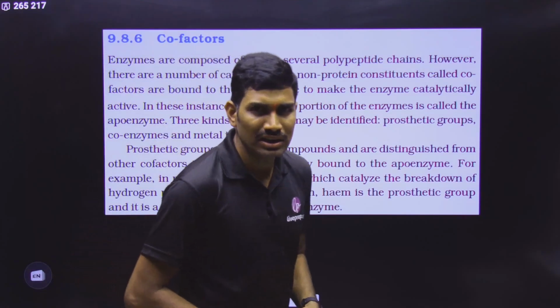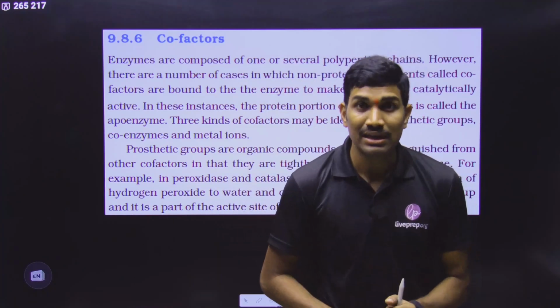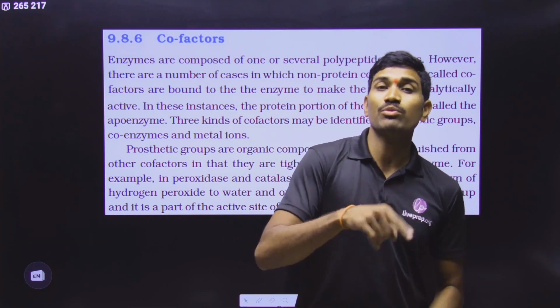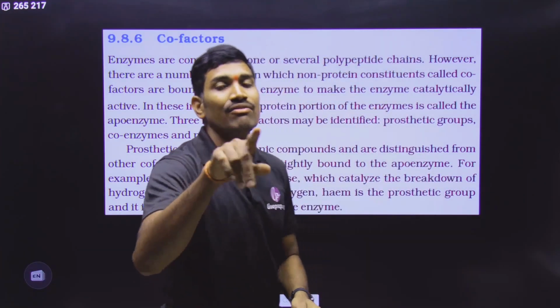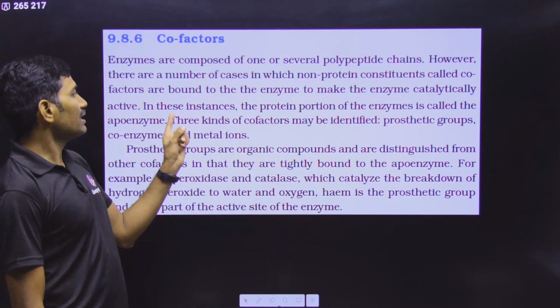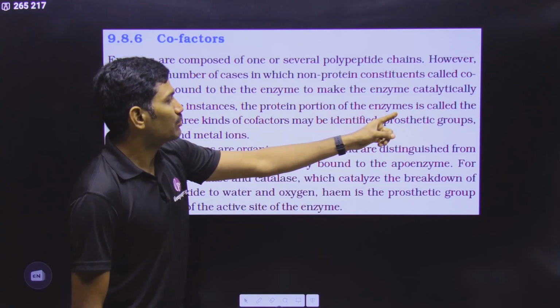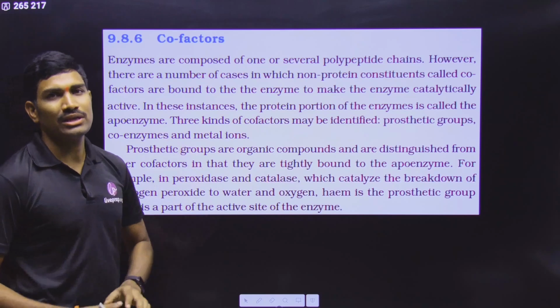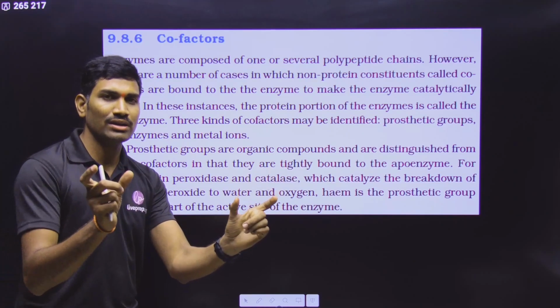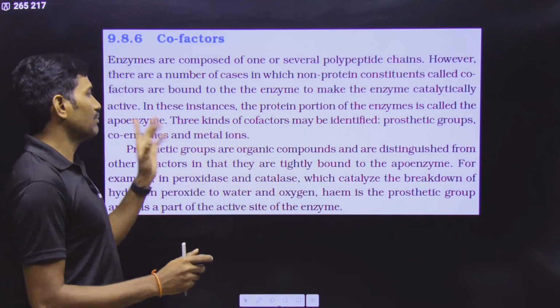In some cases, along with the protein part, some non-protein part is also present for the activity of the enzyme. In these instances, the protein portion of the enzyme is called the apoenzyme. So if protein and non-protein parts are both there, the protein part is called the apoenzyme.